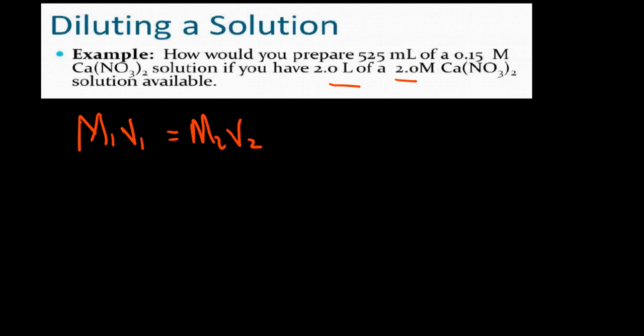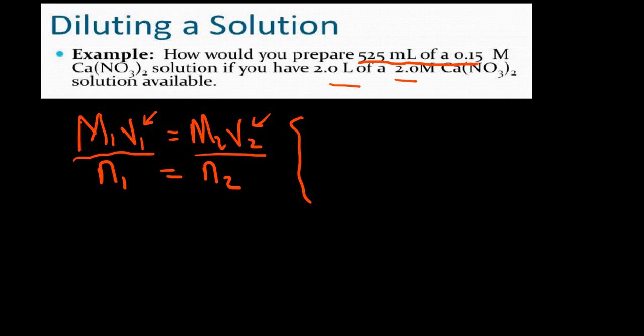So the concentration and the volume that you have before you dilute are your M1 and V1, and the ones that you get after dilution are your M2 and V2. In this case, we are saying how would you prepare. So this solution is not yet there, we want to prepare it. So this one will be our M2 and our V2. Our M2 will be equal to 0.15 molar. Our V2 is equal to 525 milliliters.